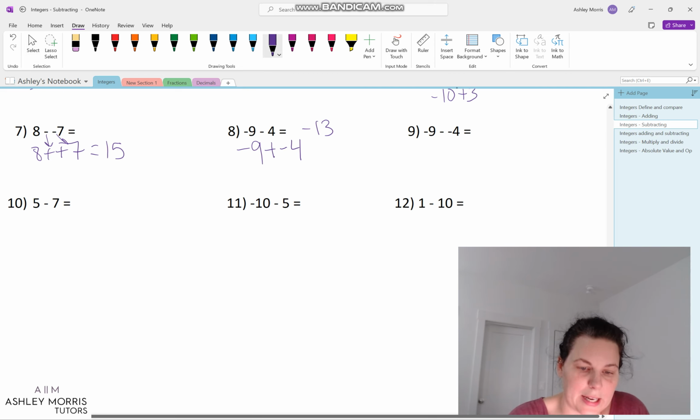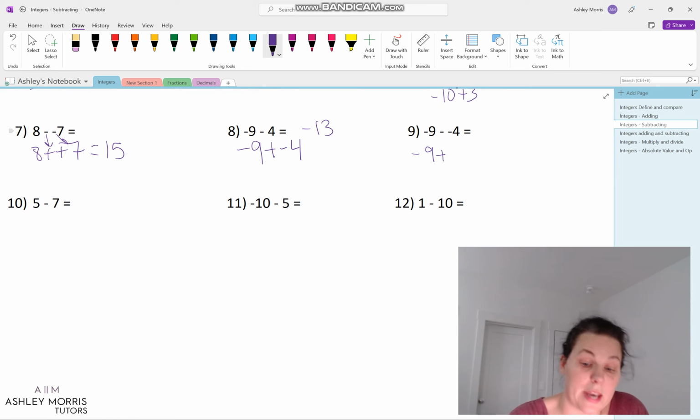Number 9. Keep that one the same. Minus becomes a plus, and that 4 has to change sign. So a negative 4 becomes a positive 4. Some people don't like the two signs, so you can just write a 4 because we know it's positive. Negative 9 plus 4. Different signs. Subtract. Keep the sign of the bigger absolute value. 9 is bigger than 4, so keep the negative. The 9 was negative.